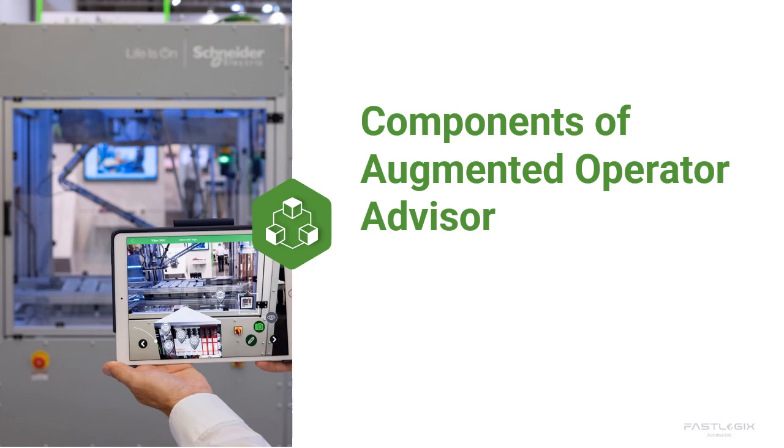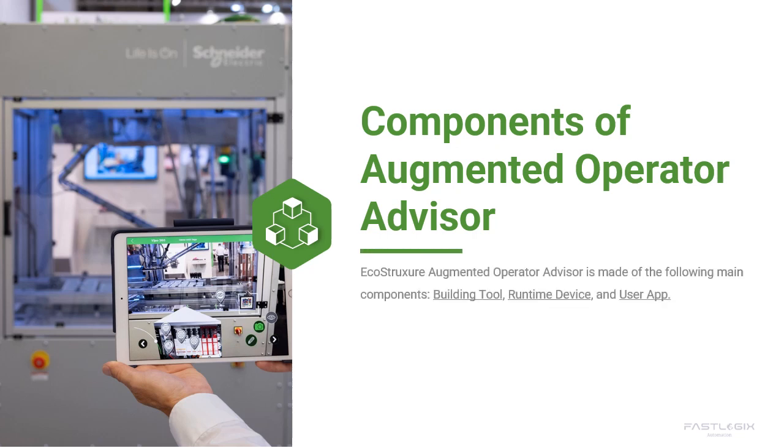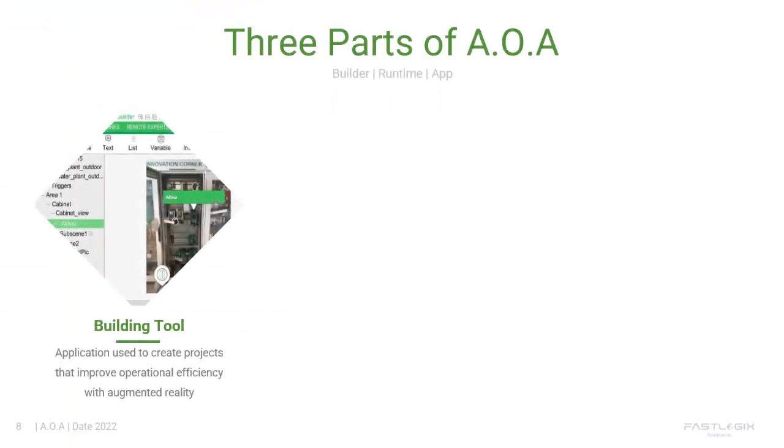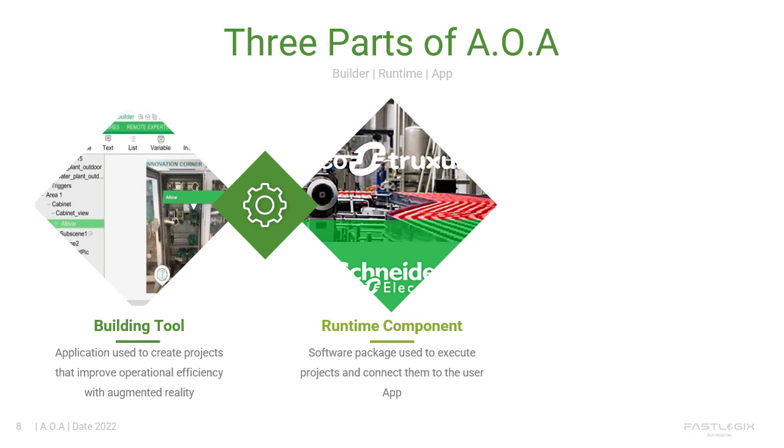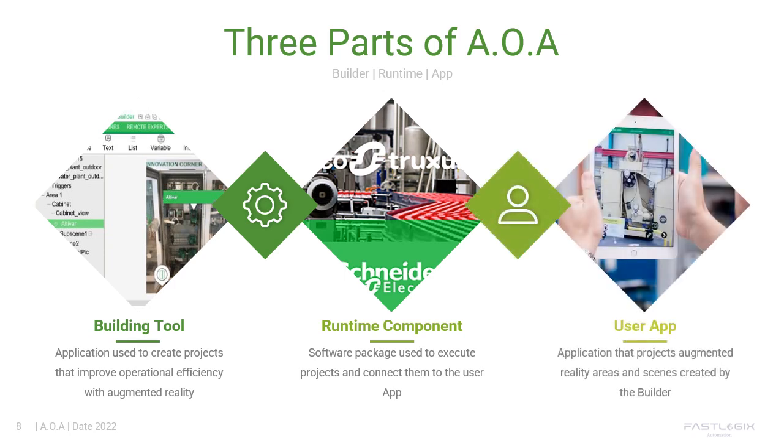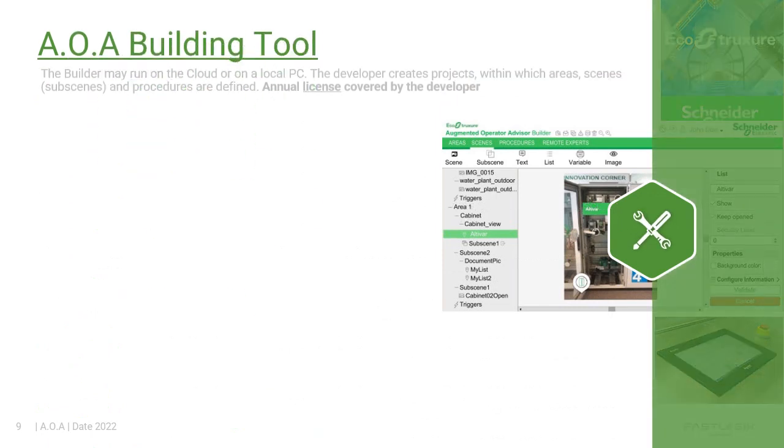Augmented Operator Advisor is made of the following components: building tool, runtime device, and user app. The building tool is used by the developer to combine and compile all the information into a project. The runtime component is an intermediate software used to connect the project to the facility environment. The user app is what is installed on the client's local PC or storage and is used by an operator in the real-time world. The building tool is an application for developers only. It requires an annual license supplied by a developer.